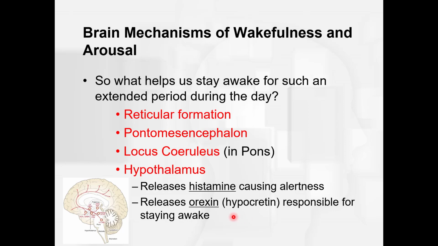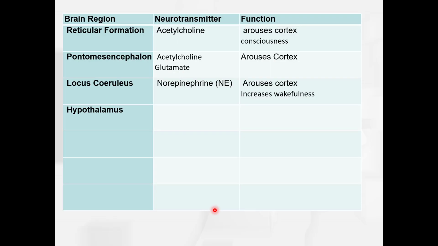Also, as we'll talk about later, people who have narcolepsy have low levels of orexin. And research suggests that this loss of orexin-containing cells could potentially be part of an autoimmune disorder. So now we need to fill in the table again. We have the hypothalamus, and do we remember those two neurotransmitters? We had histamine that promotes alertness. We had orexin that promotes staying awake. And I'm not going to hold you responsible for knowing the specific areas that these are released from, just knowing in general that it's the hypothalamus.